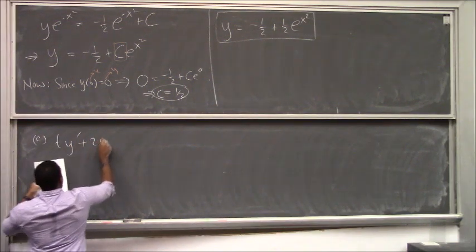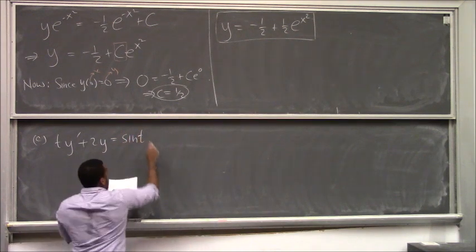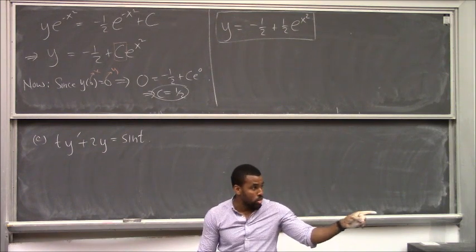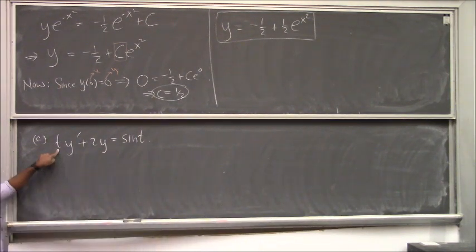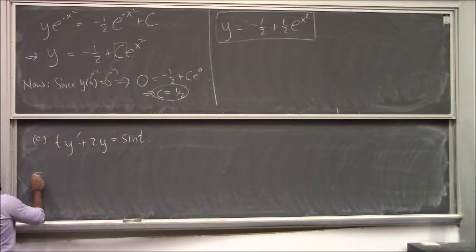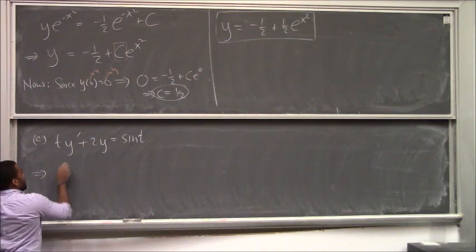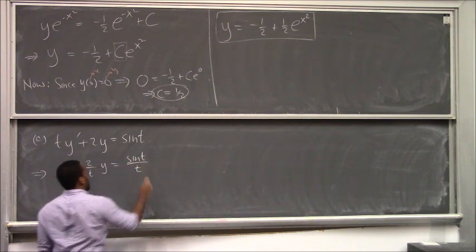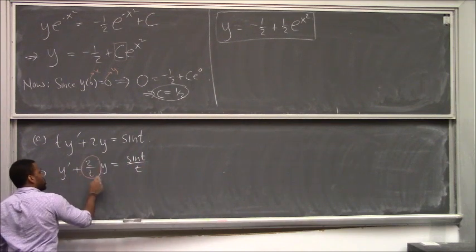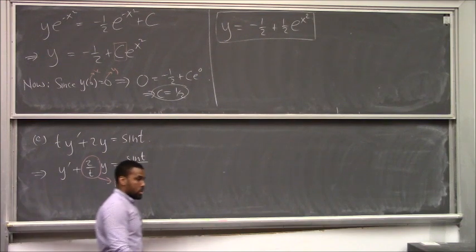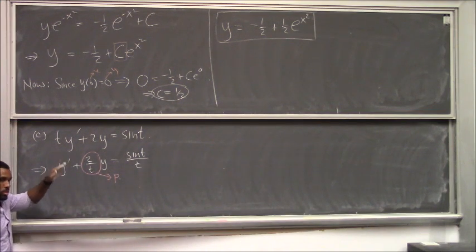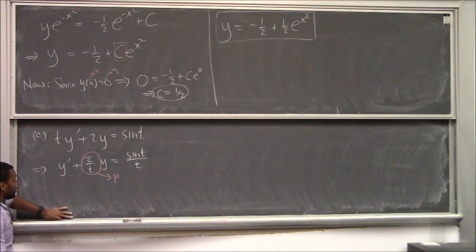y prime plus 2y equals sine t. Okay, what do we do here? Ah, you have to divide by t first. Remember, you have to be in standard form. So that is not good enough. The first thing you're going to do is divide through by t. That is your p. So you have to remember the standard form because the procedure works on the standard form.